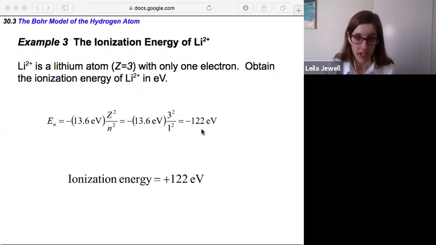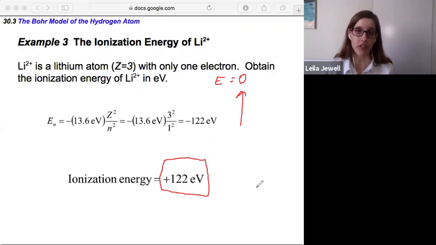And it has to go from this level, negative 122, all the way up to an energy level of 0 in order to be ionized. So the amount of energy that we have to put in to get from negative 122 to 0 is positive 122 electron volts. And that will give us the needed difference in energy to kick that electron out of there, to ionize it.